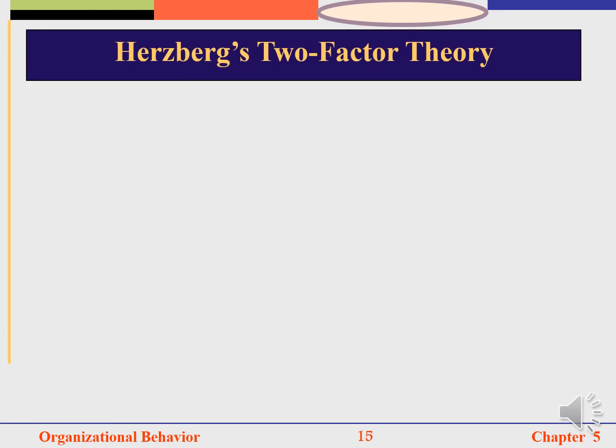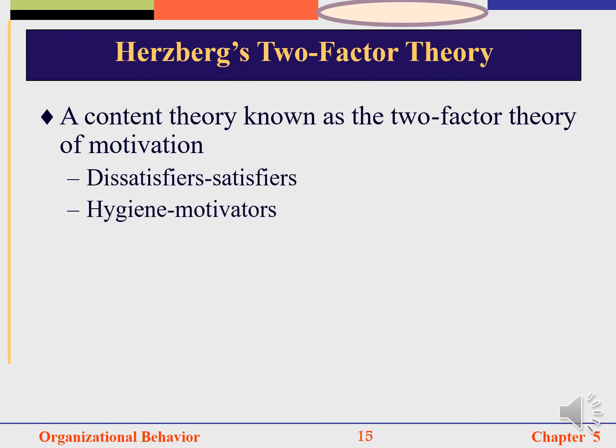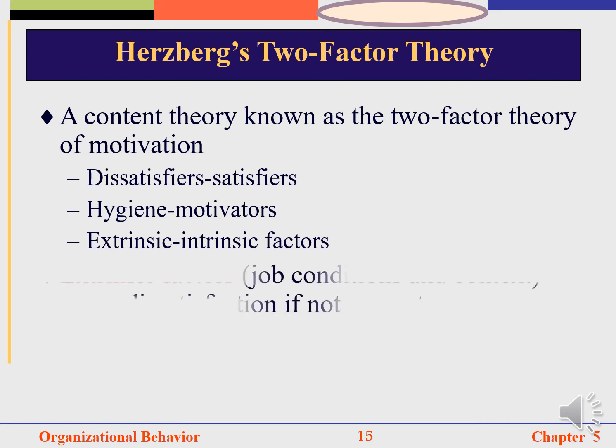The third content theory of motivation is Herzberg's two-factor theory. Herzberg assumed that in any workplace there are 2 different factors. These factors have different names. Don't get confused. He called them dissatisfiers and satisfiers, and also another name, hygiene and motivators, and the third one is extrinsic and intrinsic factors. It means the dissatisfiers are hygiene and also extrinsic, and the satisfiers are also motivators and intrinsic. So these are different titles, and I will explain them in more detail.